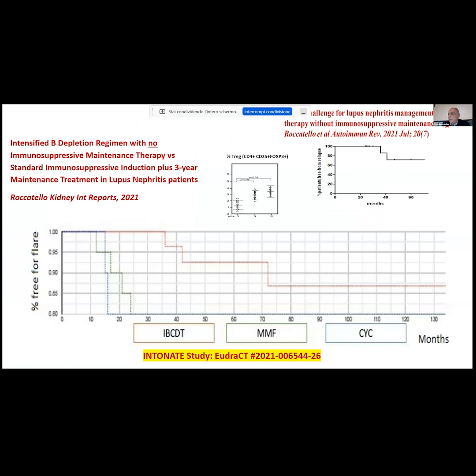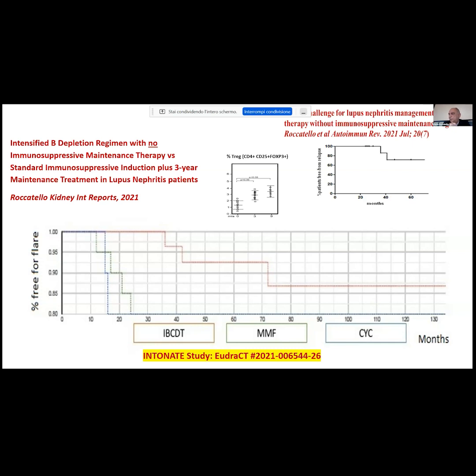This intensive B-cell depletion therapy had no maintenance immunosuppressive treatment, and on long follow-up, about 4 years, showed that the proportion of patients free of flares was greater than in patients receiving standard of care. Treated patients had a 70% possibility to remain disease-free for 5 years after a single course of this intensified regimen.